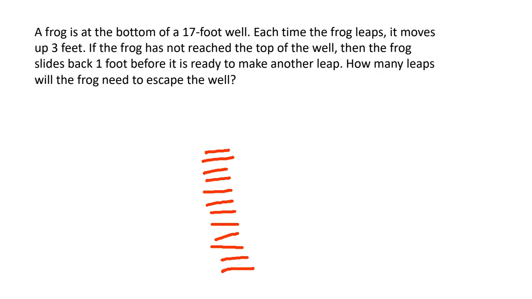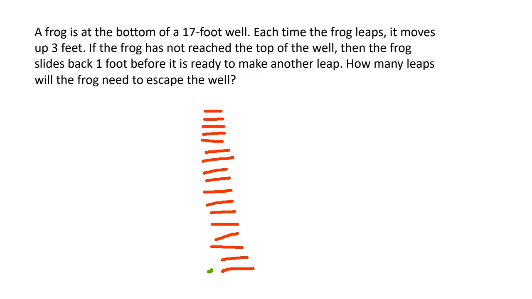So let me see, 1, 2, 3, 4, 5, 6, 7, 8, 9, 10, 13, 14, 15. So here is my 17-foot well. And so you have your frog down here. So the poor thing is over here, and it's trying to get out of the well.